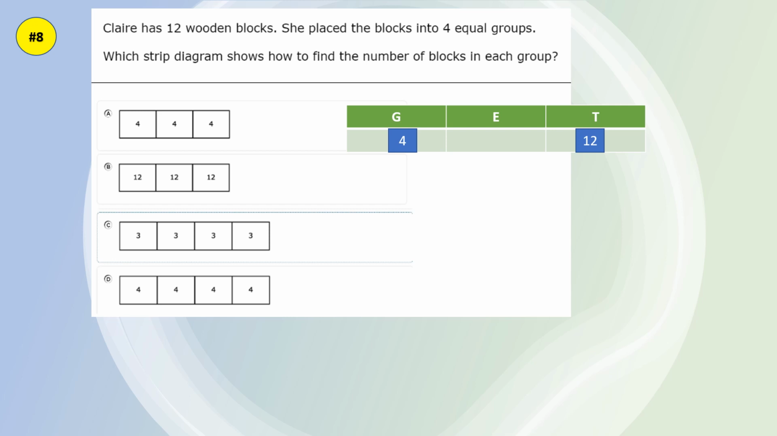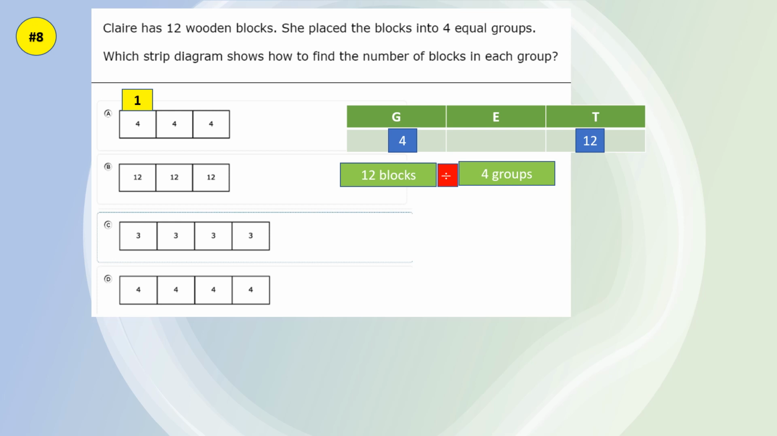So since I'm missing each and I have my total and I have groups, that means this is a division problem. So I'm going to write 12 blocks divided by 4 groups is what? So let's count my groups of each of my answer choices.